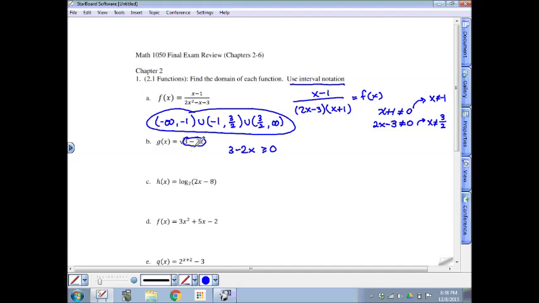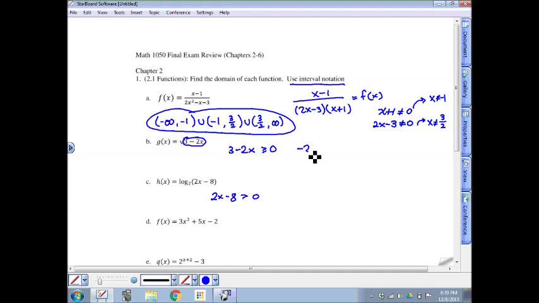Now before I finish this, I want to directly compare this one to part C. Logarithms are a lot like square root functions in how you find the domain. You can't take the logarithm of negative values either, so to find the domain for part C, you take the expression inside the logarithm. The only difference is this one has to just be greater than 0, it can't equal 0. You can take the square root of 0, but you can't take the logarithm of 0.